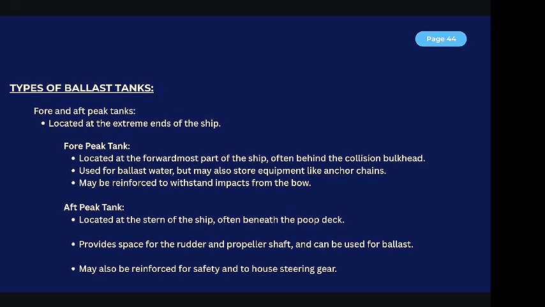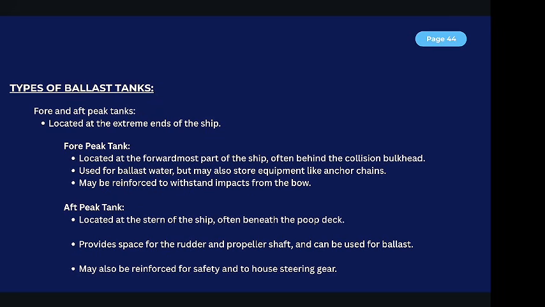We also have here other types of ballast tanks. First is the fore and aft peak tanks. These are located at the very extreme ends of the ship. The fore peak tank is located at the forwardmost part of the ship, often behind the collision bulkhead, used for ballast water, but may also store equipment like the anchor chains. It may be reinforced to withstand impacts from the bow.